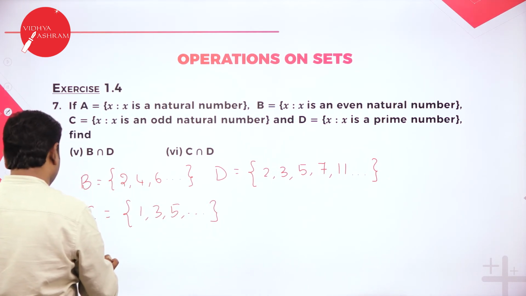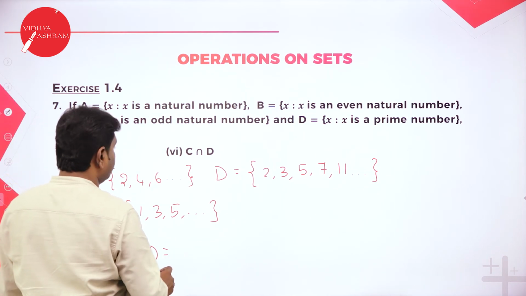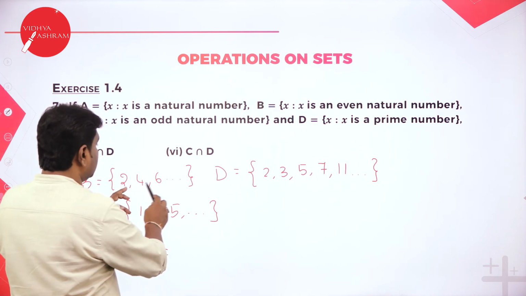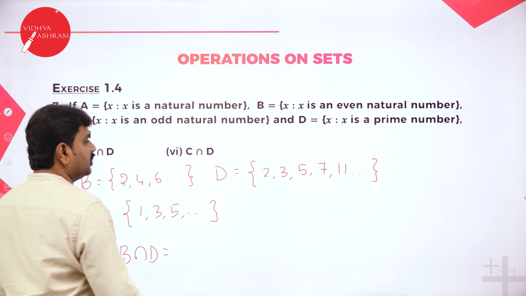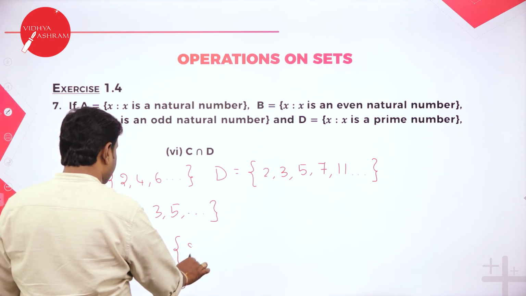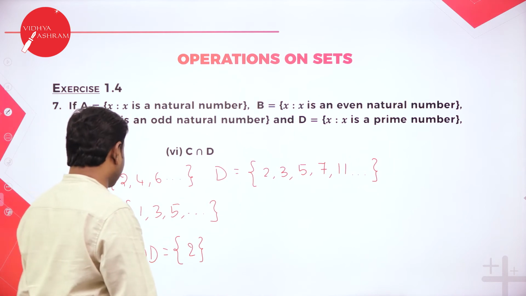They want a fourth one, that is B intersection D. Common elements of B and D. What is B? Even numbers. Even numbers are all divisible by 2, but 2 is the only even prime number. So I'll get 2.